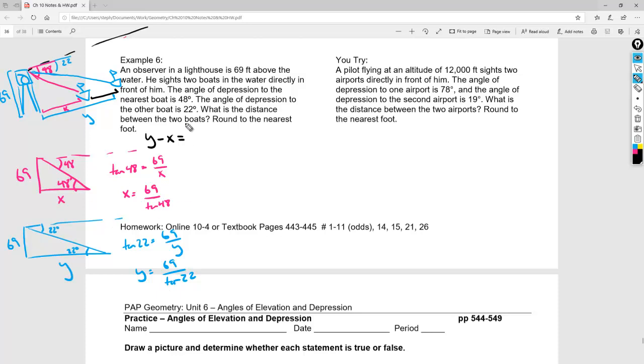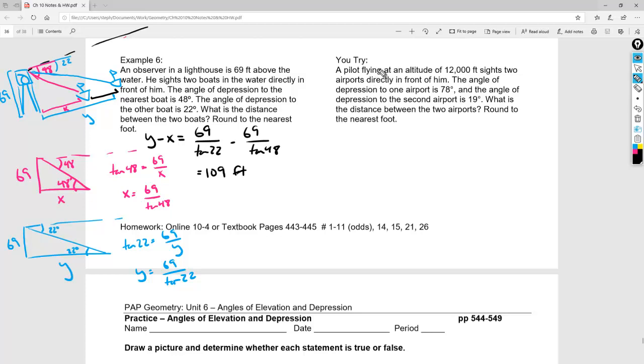Now I can plug these in to my equation here. So I know that y minus x is 69 over tangent of 22 minus 69 divided by tangent of 48. So my final distance that I'm looking for is going to be 109 feet.